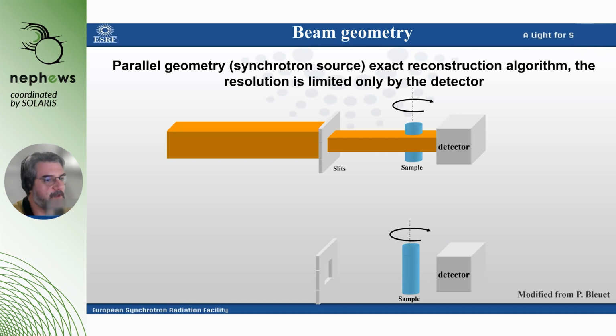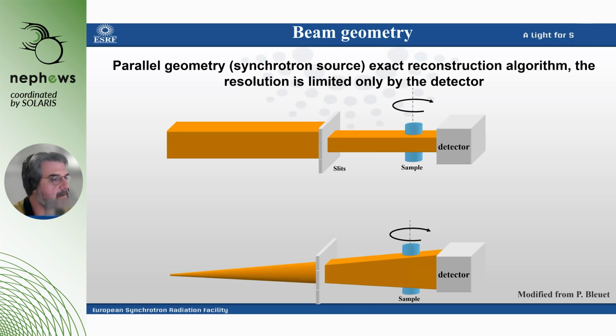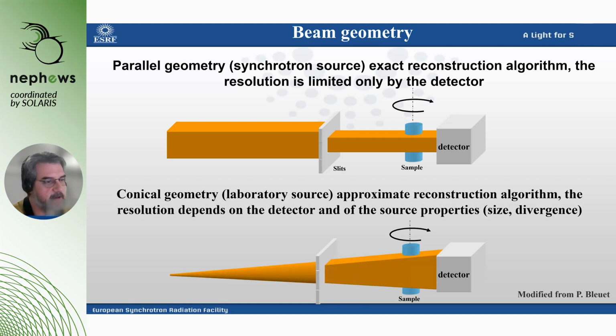It's very different when you are dealing with a laboratory source, because in this case, you have a focal spot, and the resolution will depend on both the size of the focal spot and the divergence of the beam. So if you want to have very high resolution with a laboratory machine, it means that the focal spot has to be very small. And because of that, you cannot have high power in the focal spot. So it's a trade-off between the power and the resolution you can reach with this conical geometry.